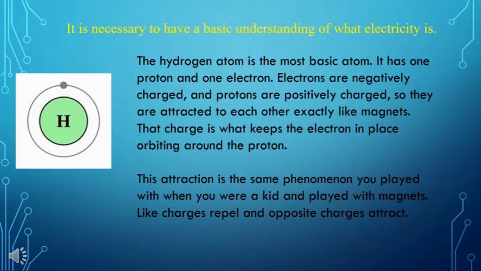It is necessary to have a basic understanding of what electricity is. The hydrogen atom is the most basic atom. It has one proton and one electron. Electrons are negatively charged and protons are positively charged, so they are attracted to each other exactly like magnets. That charge is what keeps the electron in place orbiting around the proton. This attraction is the same phenomenon you played with when you were a kid and played with magnets. Like charges repel, opposite charges attract.